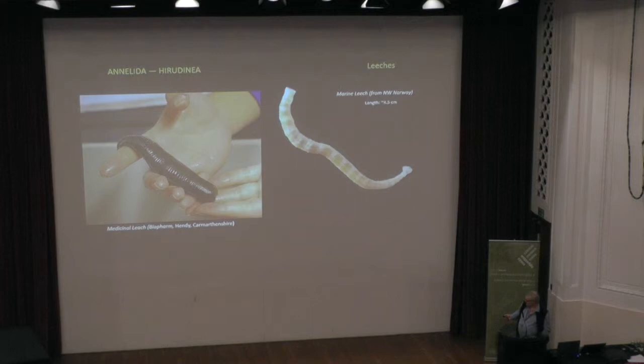Marine leeches are smaller. They're not really studied that much. And this one's not actually from Wales, it's from off northwest Norway, and this was in the sample. It's probably just come off a fish, like a skate or something. And you see it's only about 4.5 centimetres long, whereas you can see this one, they can be quite enormous.